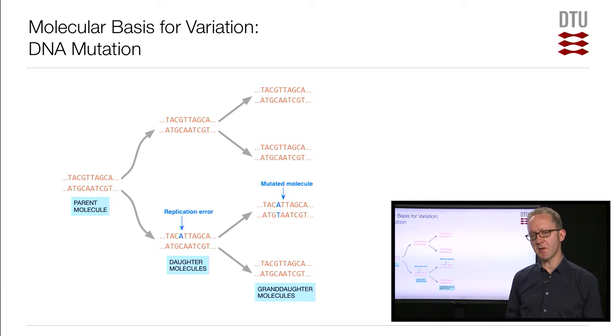Replication errors like this, it turns out, are one of the major sources of novelty, one of the major sources of DNA mutation that forms the raw material for evolution. It's of course also possible to get mutations from things such as radiation or from chemicals, but the major source, it appears, of DNA mutation in evolution is in fact replication errors.